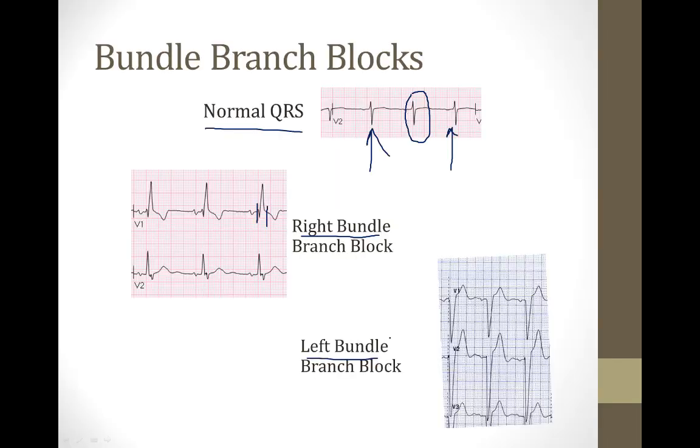In a left bundle branch block shown at the bottom right side of the screen, the QRS is also prolonged. However, in this example, notice that the QRS complex in lead V1 is pointing down. If we look back at the right bundle branch block example, the QRS complex in V1 was pointing up, and that's how you can tell right bundles from left bundles. You can look at lead V1. If it's pointing up, that is a right bundle branch block. If it's pointing down, that is what is seen in a left bundle branch block.